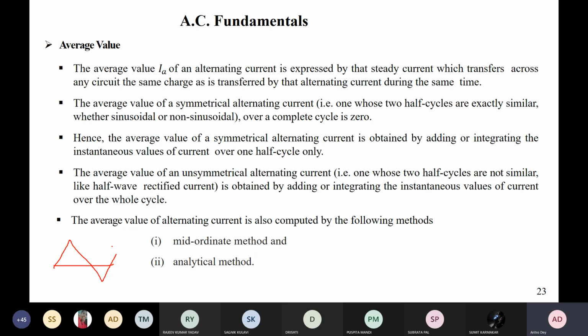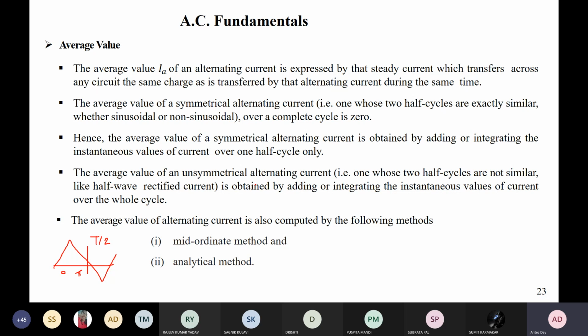Hence the average value of a symmetrical alternating current is obtained by adding or integrating the instantaneous values of the current over one half cycle only. We follow that part, because if we do it for the complete cycle instead of half cycle, we'll get 0. So what we do, we take T by 2 and we integrate from 0 to T by 2, or 0 to pi if you are willing to solve with the angular approach like omega t.